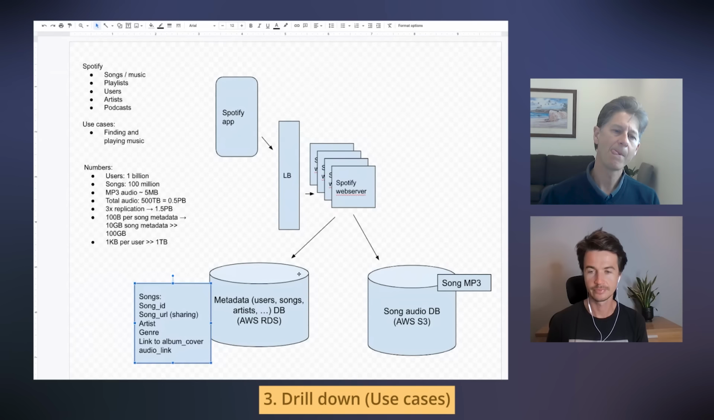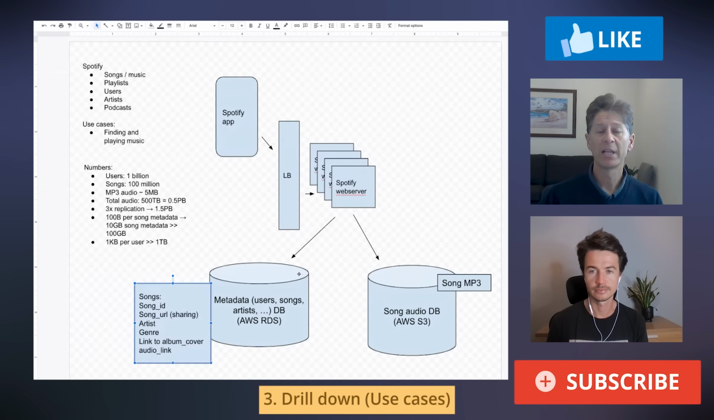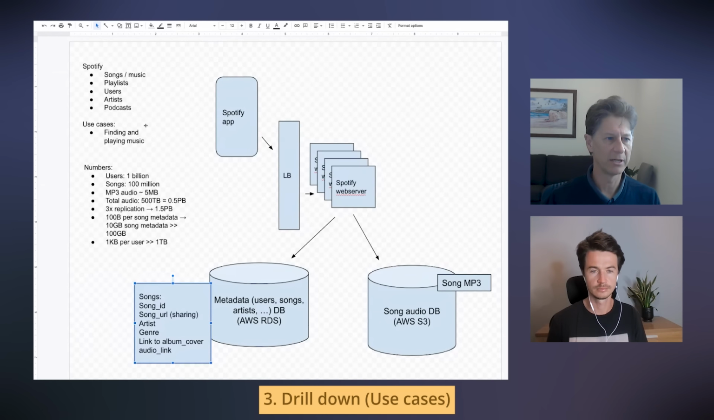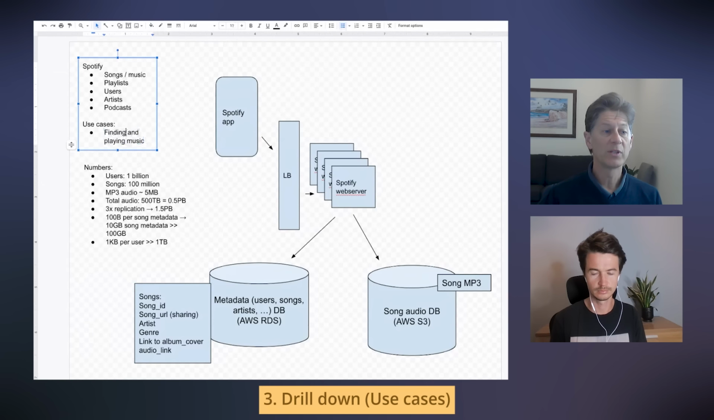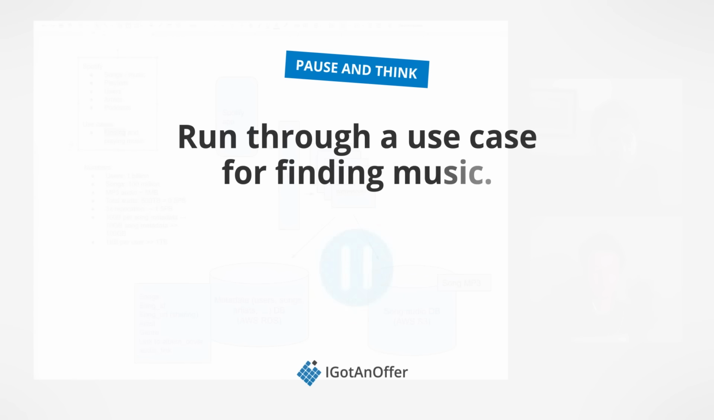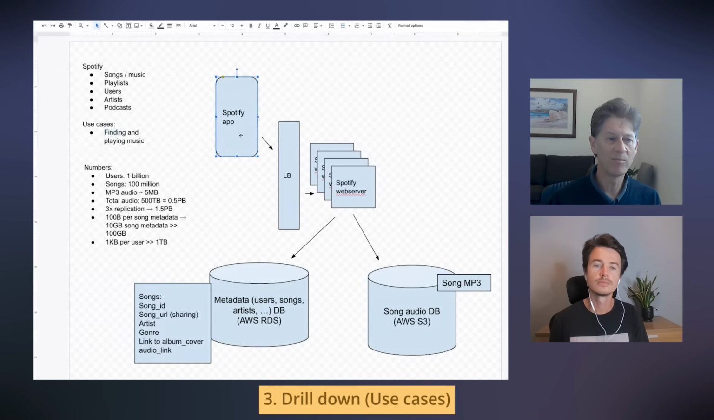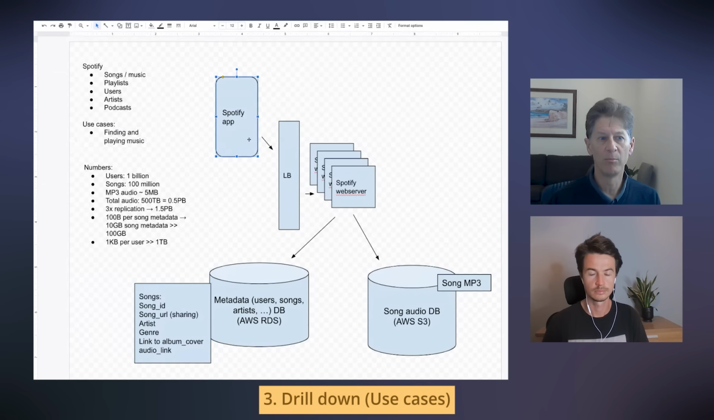Yeah, feel free to continue. So let's say we have these two databases, and I'm just trying to think about now the actual use cases we talked about. So finding and playing music. So for finding music, I think the Spotify app would need to request, do a find music.